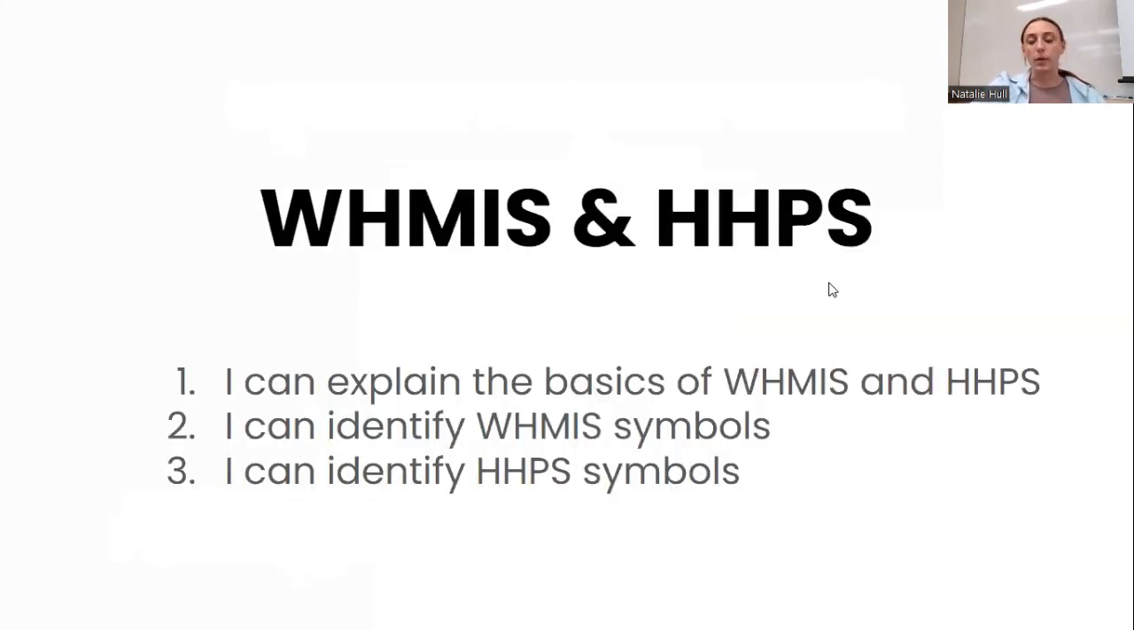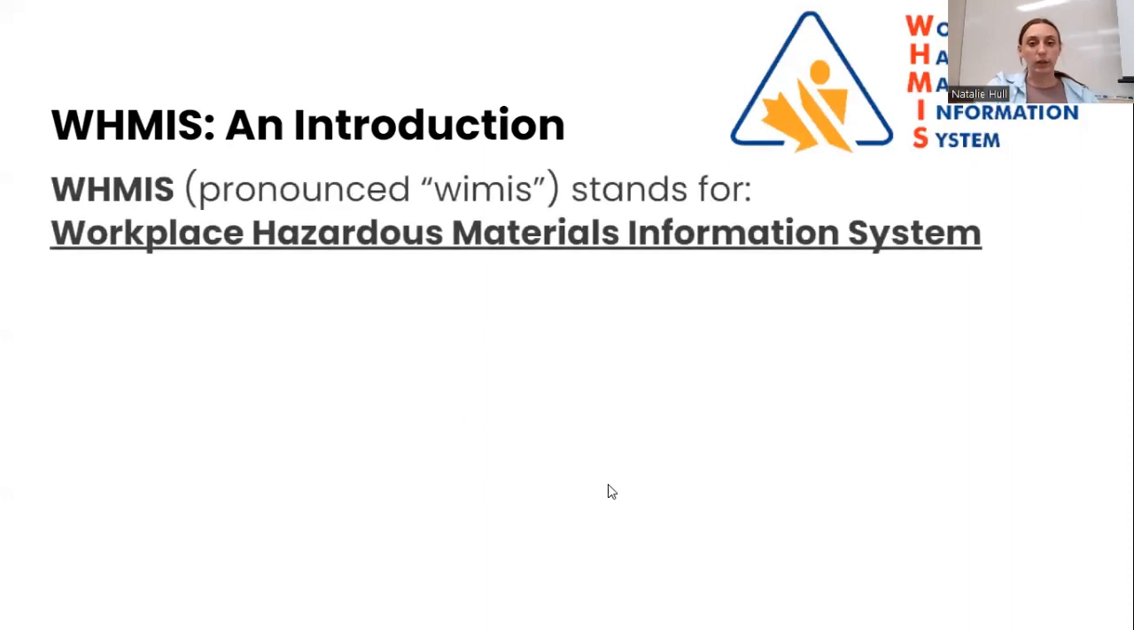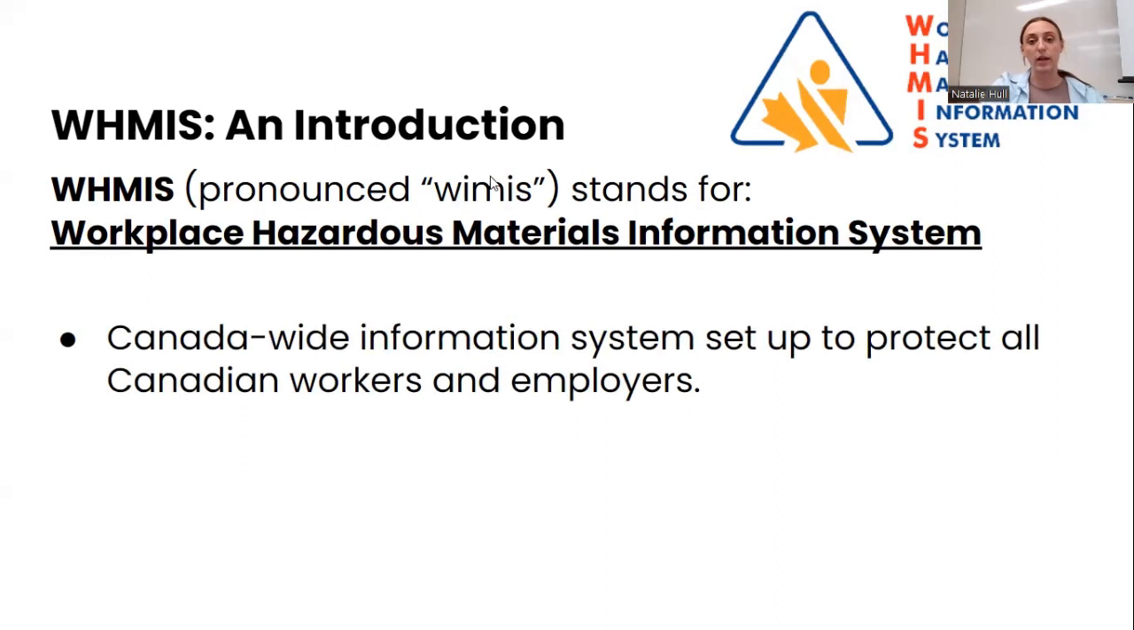Now we're going to talk about WHMIS and HHPS. So WHMIS stands for Workplace Hazardous Materials Information System. That's WHMIS. And then HHPS stands for Hazardous Households Product System. So you might have already heard these before. So WHMIS, very quickly, I already mentioned what it stands for, and you pronounce it WHMIS.